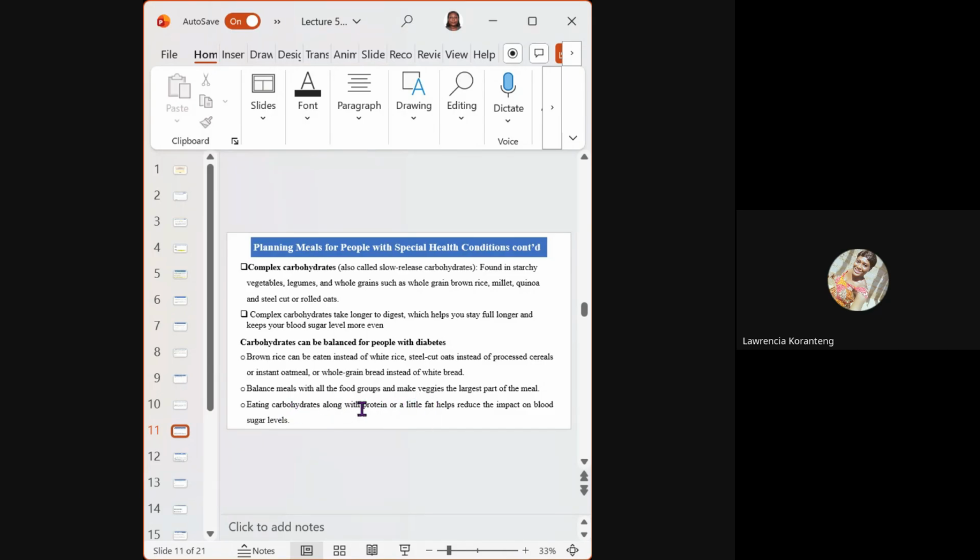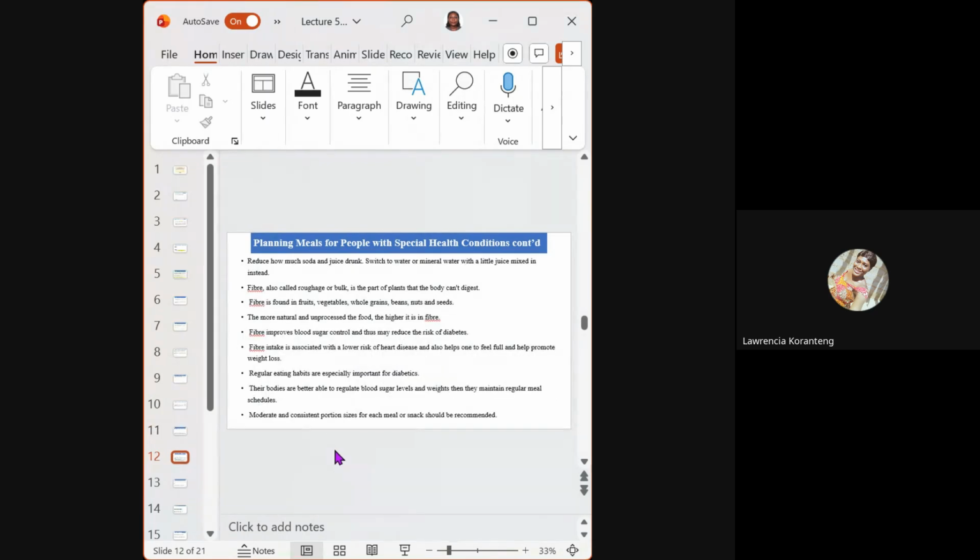Eating carbohydrates along with protein or a little fat helps reduce the impact on blood sugar levels. So you need to do that for them. They should reduce the amount of soda and junk foods that they take, and they should rather take in more fiber. If the person wants to snack, the person should rather snack on fruits.